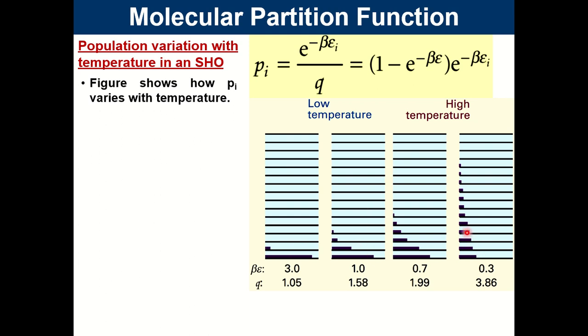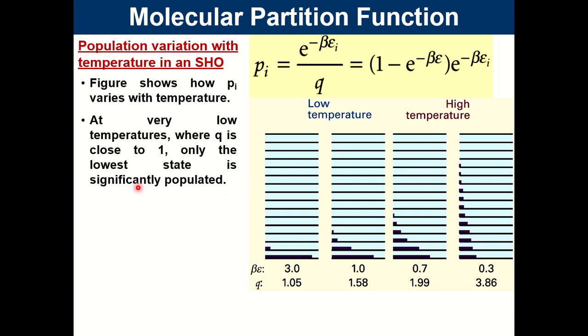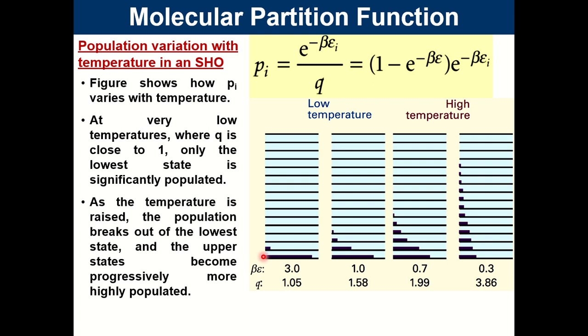So the distribution will look like this, and finally you can imagine a stage will come when the temperature is very high, reaches infinity, and this will all look equal. The population of each of the states will become equal. So at very low temperatures, Q is close to 1, and only the lowest state is significantly populated. As the temperature is raised, the population breaks out of the lowest state and the upper states become progressively populated. So we say that higher energy states are now becoming accessible as the temperature is gradually increased.